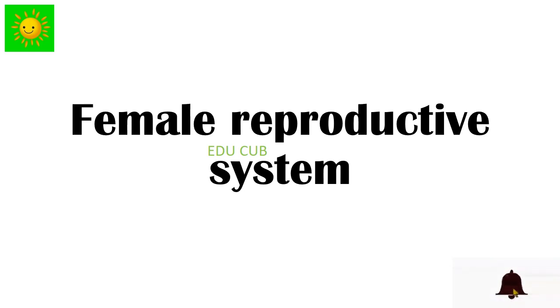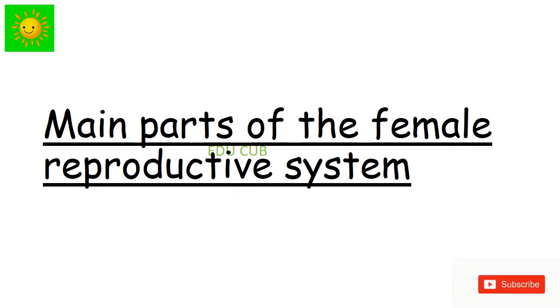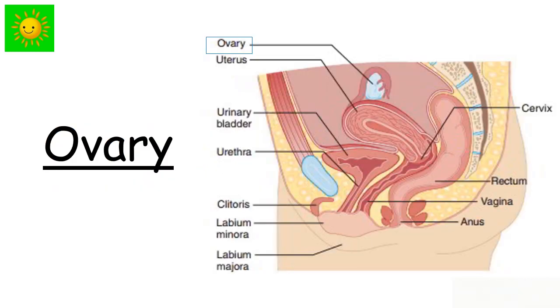Today we are going to discuss the female reproductive system. This lesson is regarding grade 10 science. Our first subtopic is the main parts of the female reproductive system. Under that, our first part is the ovary. You can see the ovary here.